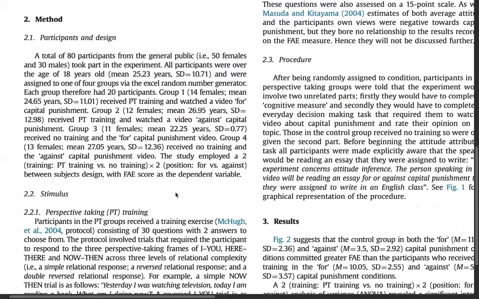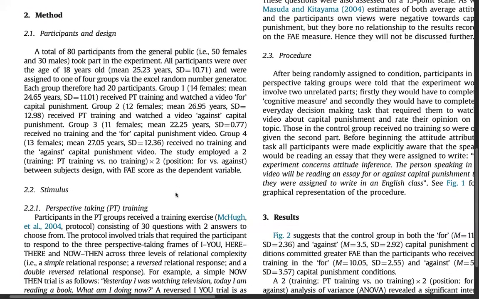The method section is organized in a way that's slightly different than what we're going to do in class, but you can see that participants information is here. It talks about the perspective taking training, which is the stimulus. So stimulus is just something that you're adding to your study. And this is an intervention to see if they can reduce the fundamental attribution error. It also talks about procedure.